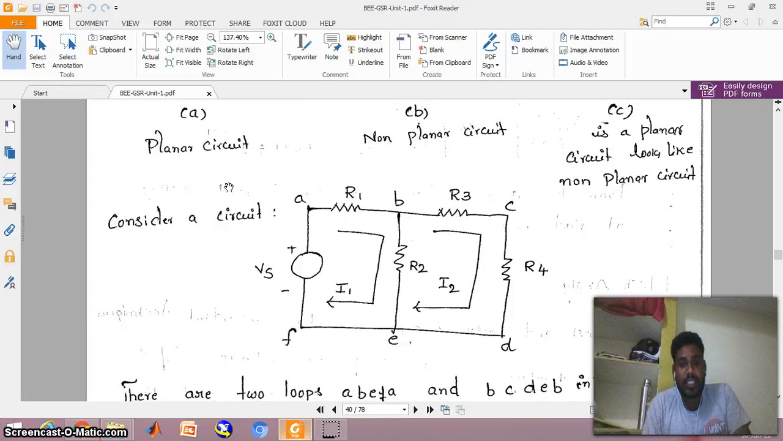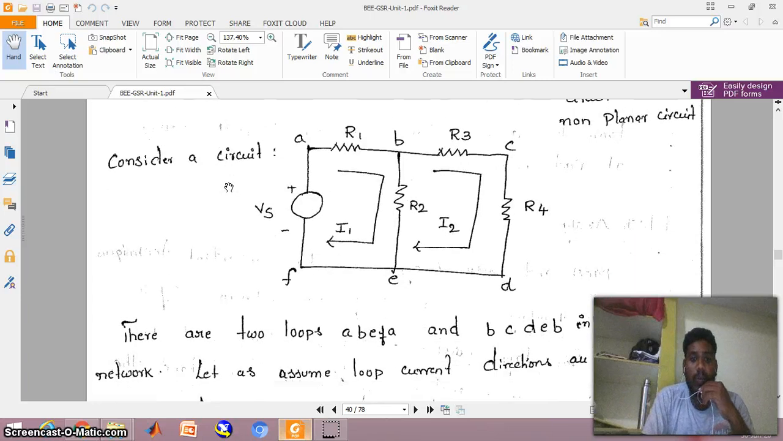In mesh analysis, first identify the loops, assume the loop currents, and apply KVL in each loop. Nodal analysis is related to KCL, mesh analysis is related to KVL. So in mesh analysis, in each loop apply KVL. As per KVL, the sum of voltages along a closed path is equal to 0.